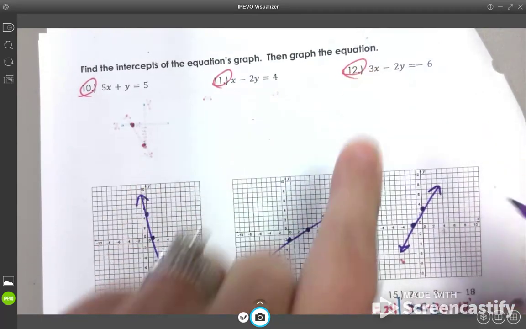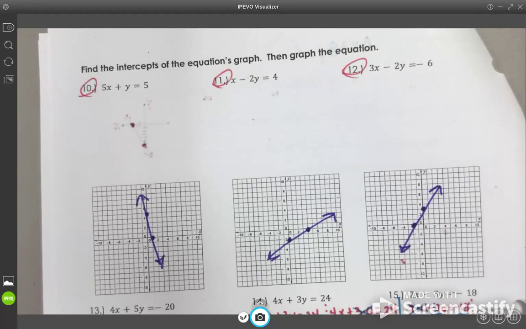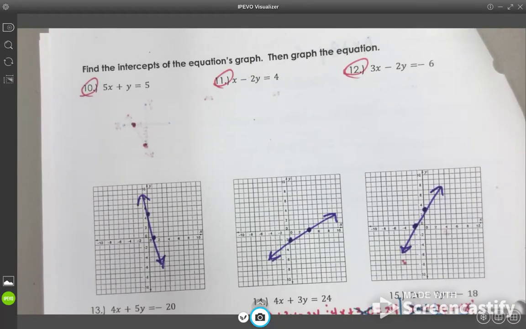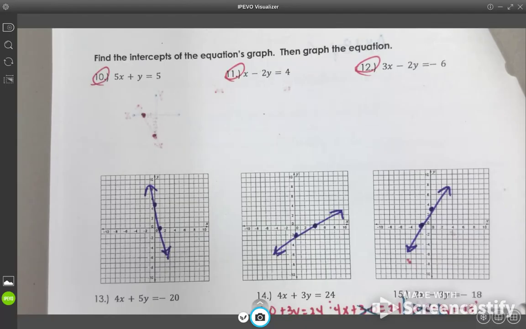I'll show my work one more time completely from what we did yesterday, but really if you're to the point that you can do this without showing any work, then your work today is just your graphs.